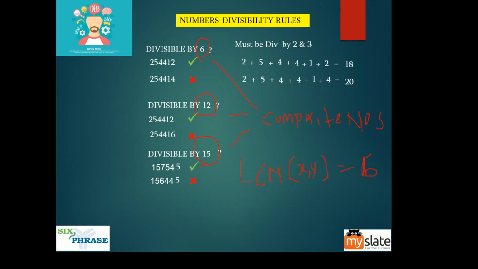Why do we need this x comma y? Because the divisibility rule of 6 states a number is divisible by 6 only if it is divisible by x and y. It should be divisible by both x and y. So this is when we say LCM of x and y is equal to 6. So it should be both x and y. Now what does it really mean? Okay, so I'm going to take an eraser.